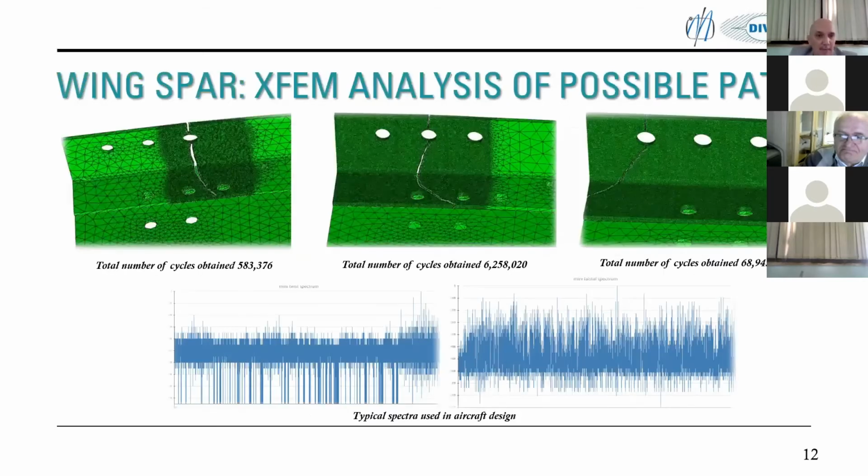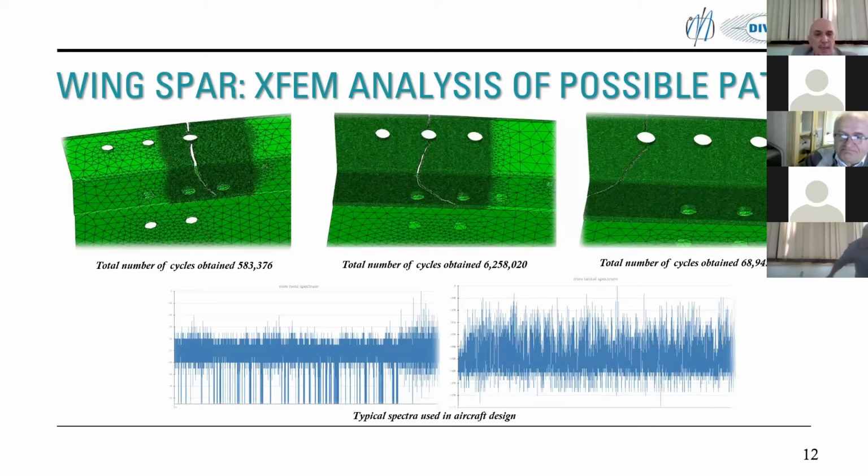So this was the evidence that the complete approach was correct and that it could be used in the next simulations. Then this is also part of that investigation. I just want to emphasize that in aircraft design, we use these spectra, as you can see here, typical spectra used in aircraft design. So these are deformations or displacements measured on the tip of the wing during the flight of the commercial aircraft and during the flight of transport aircraft.